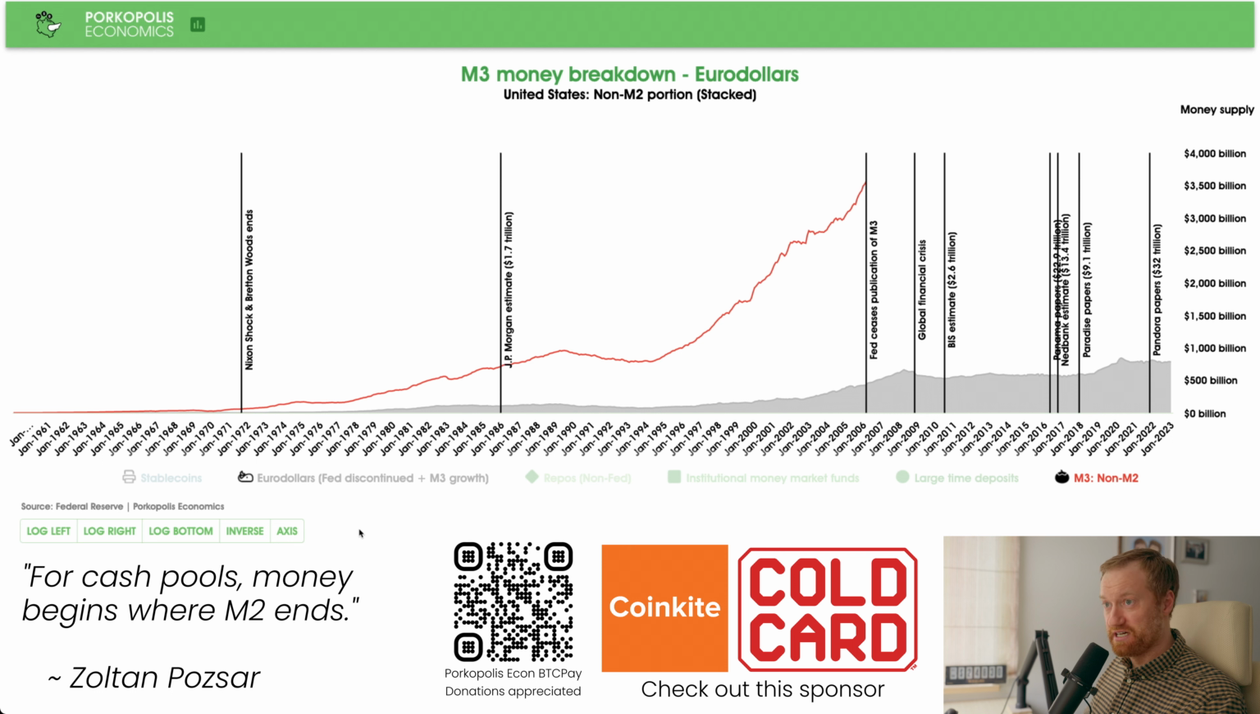As I mentioned, Eurodollars are dollar-denominated deposits outside of the Federal Reserve's control. Is there any other easily accessible money supply that fits the bill there? Yes, there is. A stablecoin. Specifically, a USD-denominated stablecoin. That is a Eurodollar.